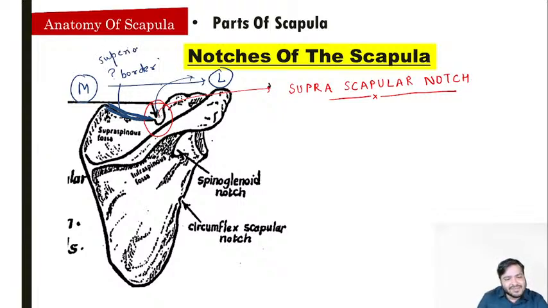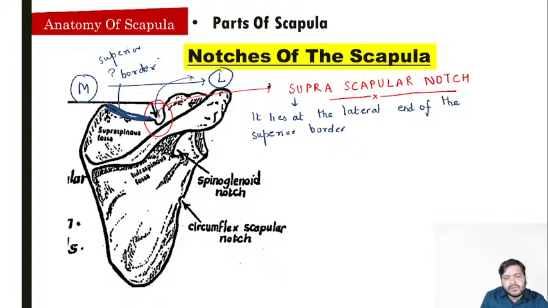So remember that it is the superior border, guys. Very, very good. And you can see that it is present at the root of the superior border, and that is a notch. Remember that this suprascapular notch lies at the lateral end of the superior border, close to the root of the coracoid process. Yes, everyone is right.